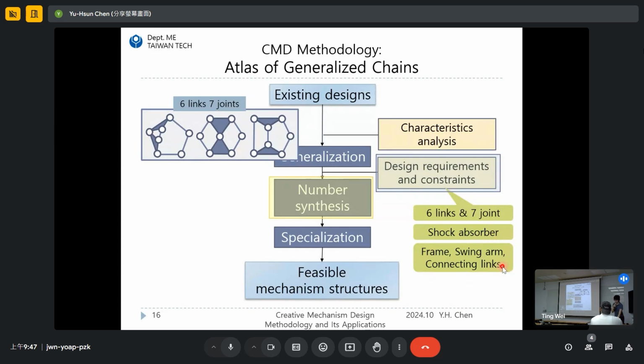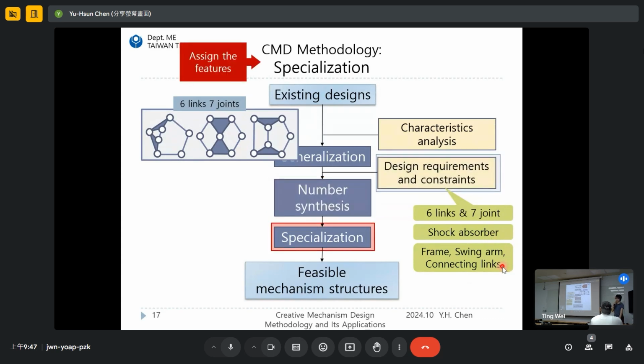So let's start the next step, which is spatialization. At the previous step, generalization, we removed the features. But over here in the step of spatialization, we have to put the features back into the generalized chain. So over here, we start with these 3. The first thing we find in this atlas is the 3-bar loop. In the mechanism, it will become a structure; they cannot move relative to each other. So at first, we remove this atlas, and then we still have 2 atlases of the generalized chain.